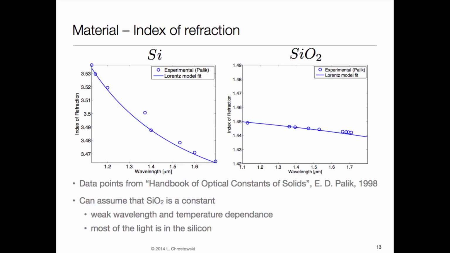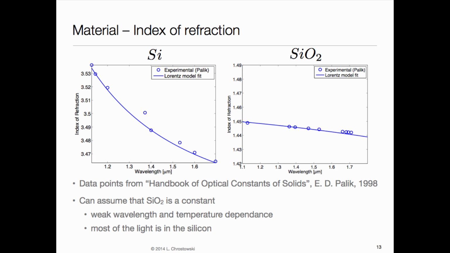As we can see, silicon has a much stronger wavelength and temperature dependence. These are plots for the index of refraction for silicon and silicon dioxide. The data points are from Palik's Handbook of Optical Constants of Solids. The curves are fits to this data using a Lorentz model. It is important to smooth this data using a fitting procedure since there are few points in this data set and the data has experimental uncertainty.